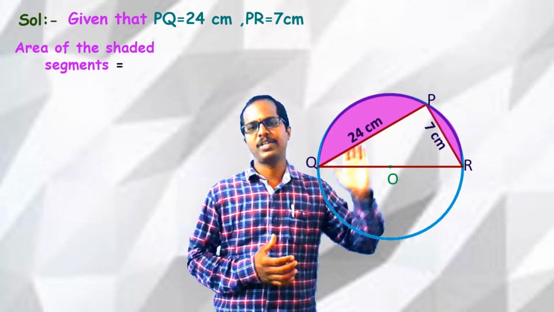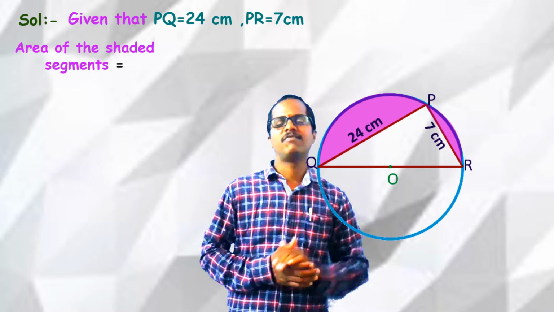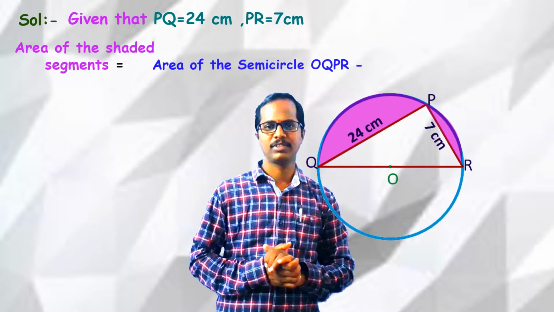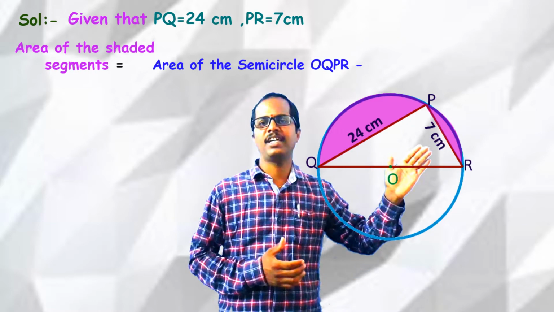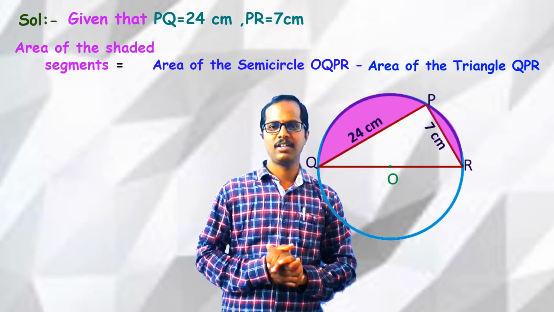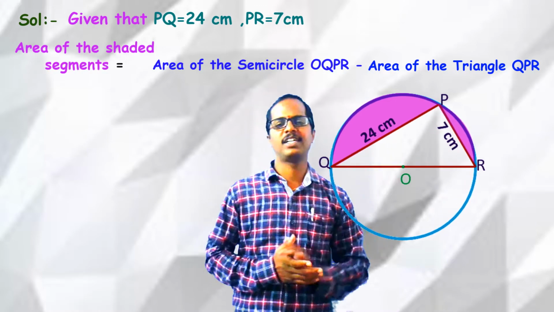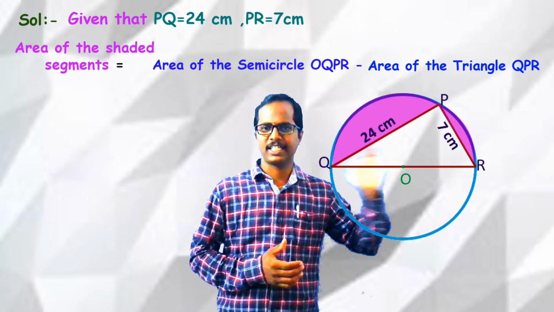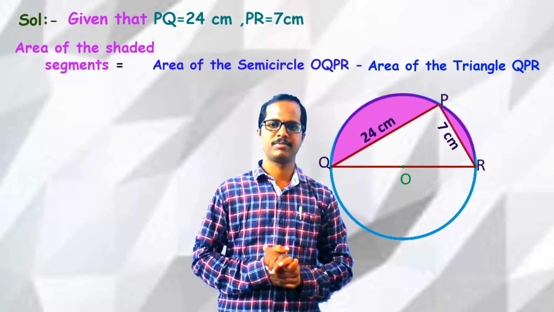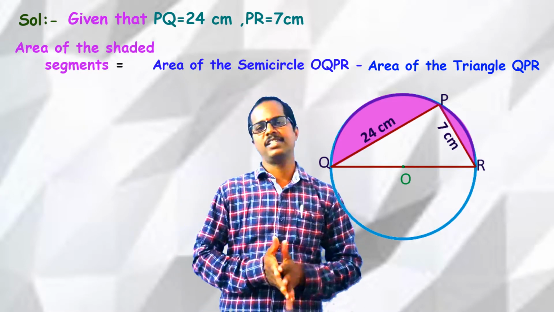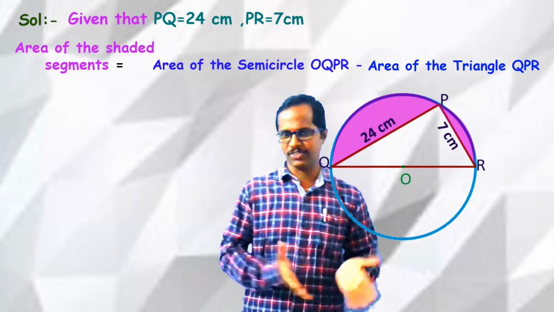So to get the area of the shaded segments, first we need to find the area of the semicircle, that is OQPR, and then we need to find the area of the unshaded portion, that is triangle QPR, and then subtract the area of the triangle QPR from the area of the semicircle OQPR. Then we get the area of the required shaded segments. So let us do this.